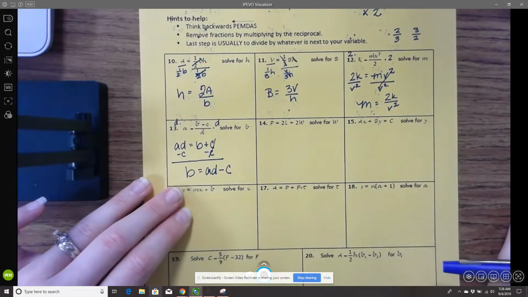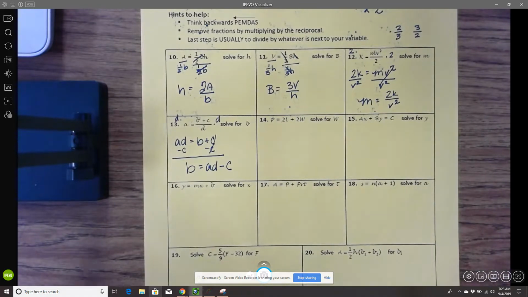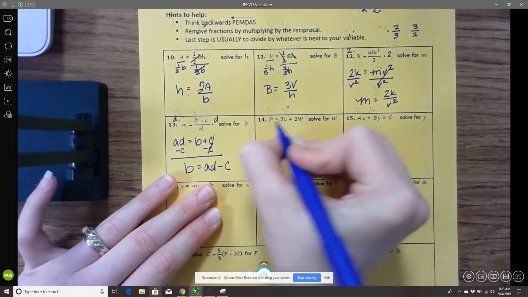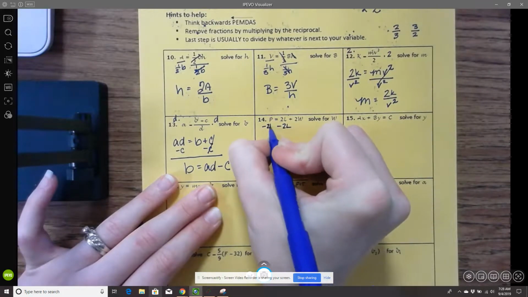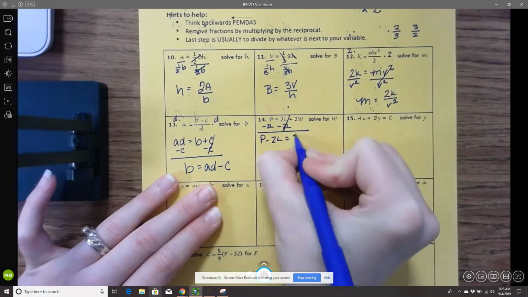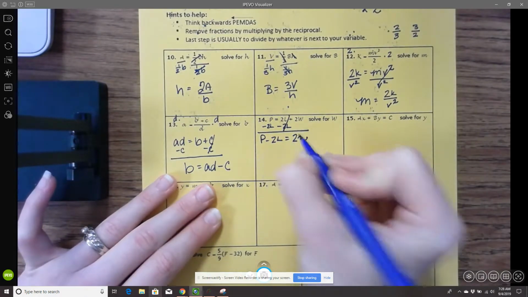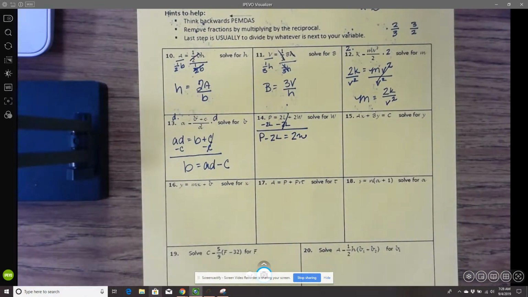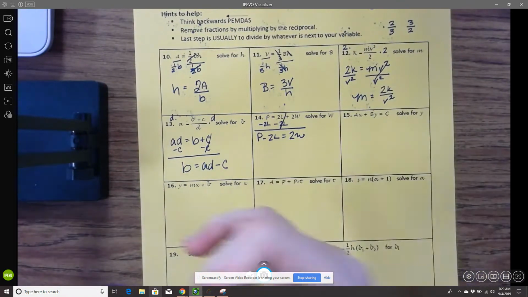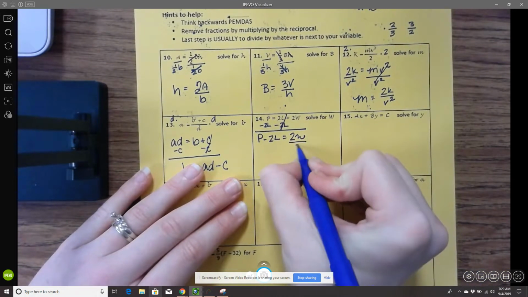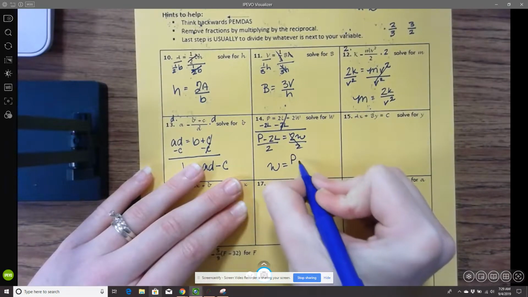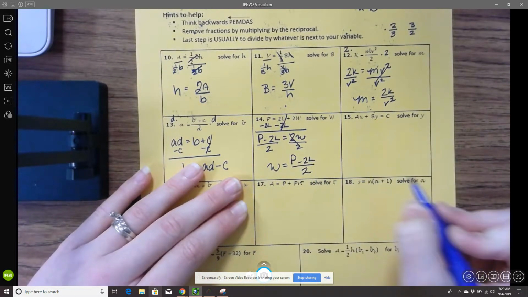All right, in the next one, we're solving for W. So I'm going to get rid of this part first, the 2L. So I'm going to subtract 2L from both sides. So I have P minus 2L. This cancels, equals 2W. Now I can divide by the 2. So the same steps as the equations, we're thinking doing PEMDAS backwards, the adding and subtracting first, then the multiplying and dividing. So I can divide both sides by 2. This would cancel. So I'd be left with W equals P minus 2L divided by 2.